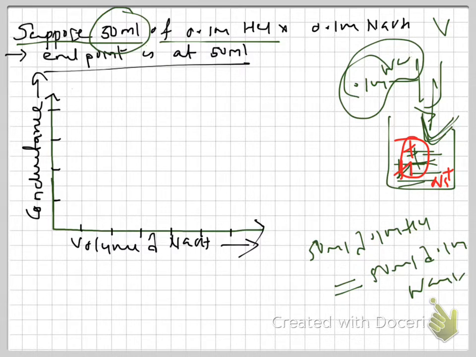H plus and OH minus ions have high mobility and they can conduct to a greater extent. In NaOH we have OH minus. That's okay, but that OH minus is also part of unionized water. So fast moving H plus ions are removed and slow moving Na plus ions are coming into the solution. Then slowly the conductance decreases. Conductance of the solution decreases.